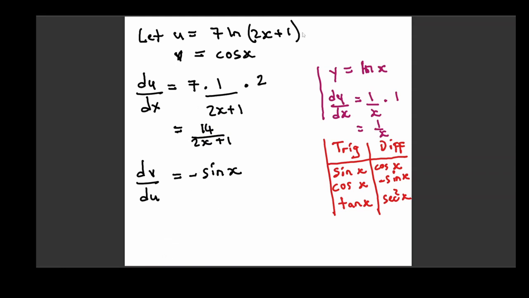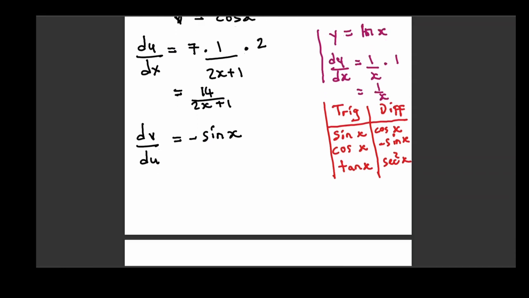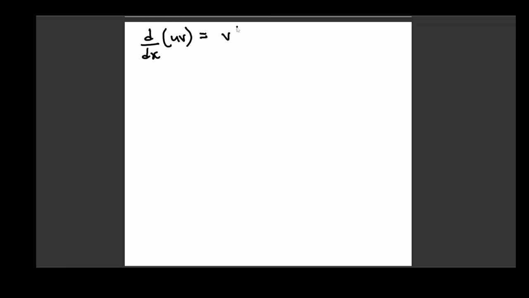Having determined what u is, what v is, and now we know what du/dx is and what dv/dx is, we are going to state and substitute. So what is the product rule? Again, the product rule states that the derivative of uv is equal to v du/dx plus u dv/dx.